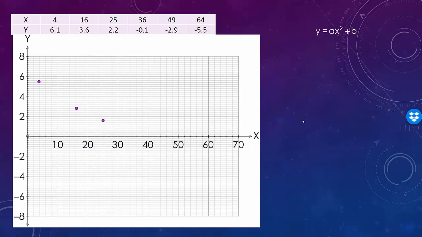There's 25, 2.2, and 36, negative 0.1. And, oh, that's not quite in the right place, is it? Never mind, you get the idea. And then we'll draw a straight line through.